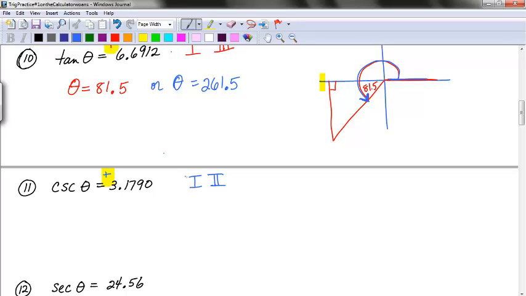3.1790. Now, this one's the reciprocal one. It makes a difference where you put that reciprocal key. On this one, you don't close the parentheses. You put the x to the -1 key. So you may want to write down, we're doing inverse sine of 3.1790, and then the reciprocal key. Okay, and press enter. And I get 18.3. Do you agree with that? Okay, that's our quadrant 1.